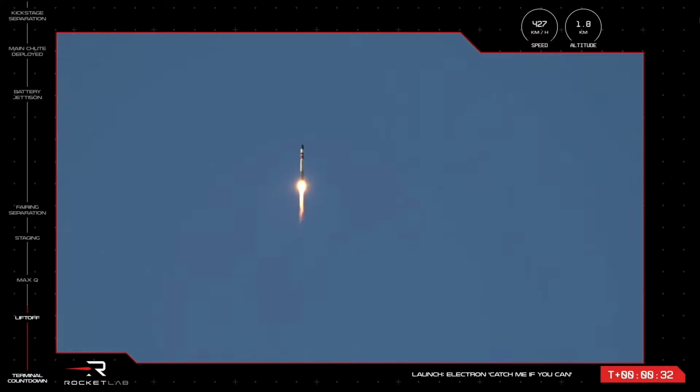Lab launch complex 1 and is on its way to space carrying the MATS satellite. Our rocket recovery attempt is also now officially underway.